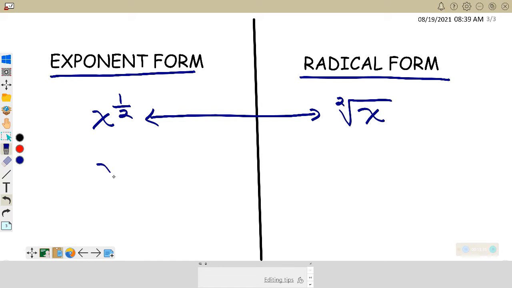How about the next one? What did x to the 1/3 power mean? Would it be instead of 2, 3? Right, it'd be a cube. We call it the cube root. Cube root of x.